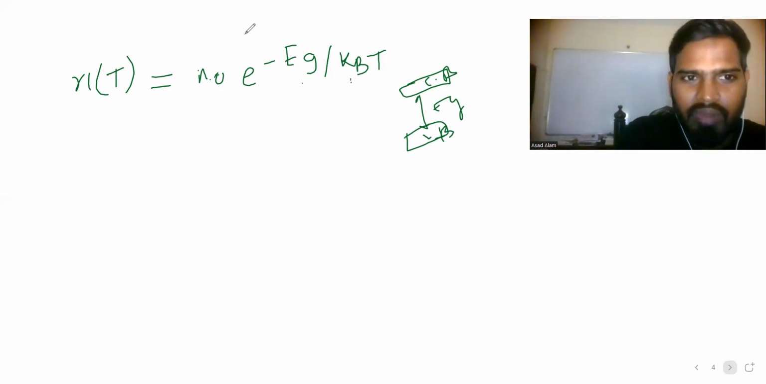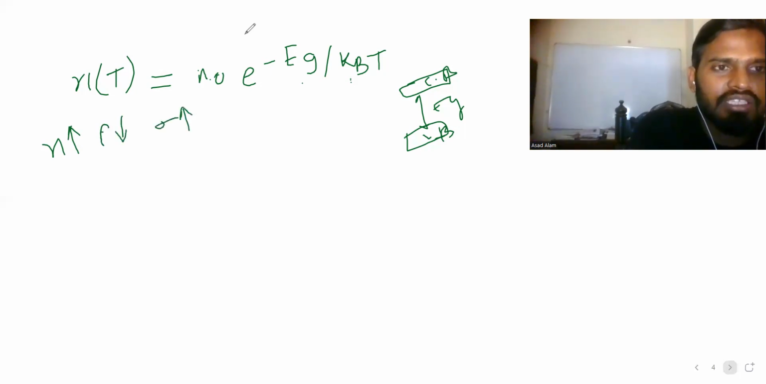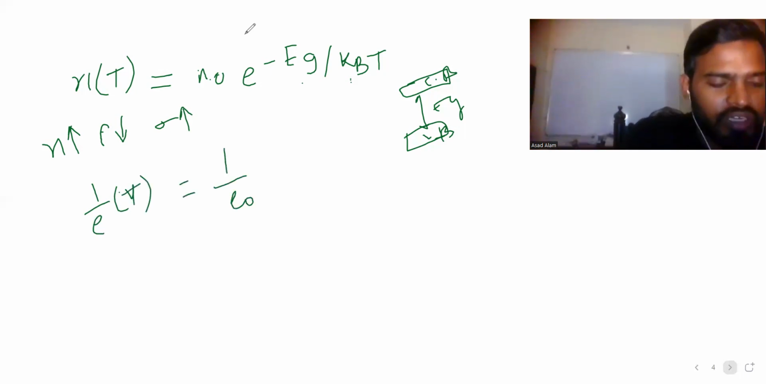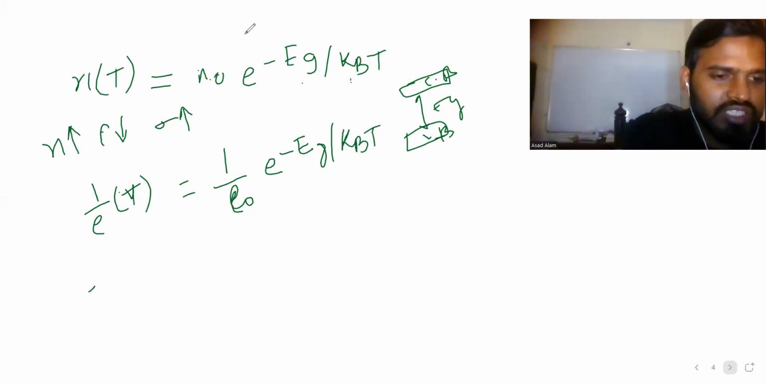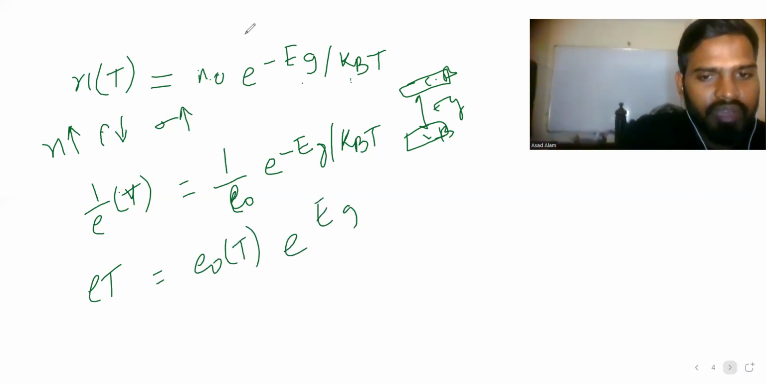Same thing, if n will increase hugely, then sigma will increase. If n increases suddenly, then rho will decrease, sigma will increase. In the form of rho, if you want to write, then we can say it is 1 by n. So 1 by rho is 1 by rho naught e to the power minus Eg by kBT. Fine. So directly I wrote rho T is equal to rho naught e to the power Eg by kBT.